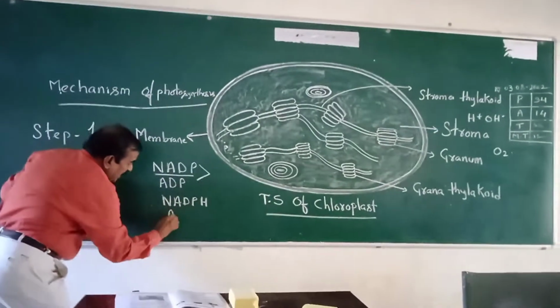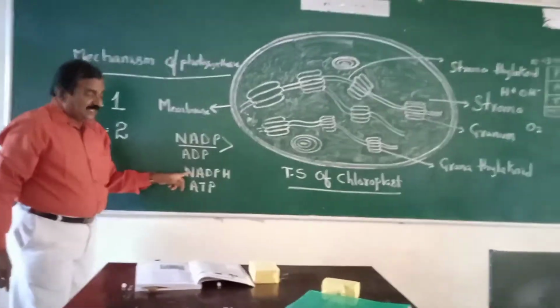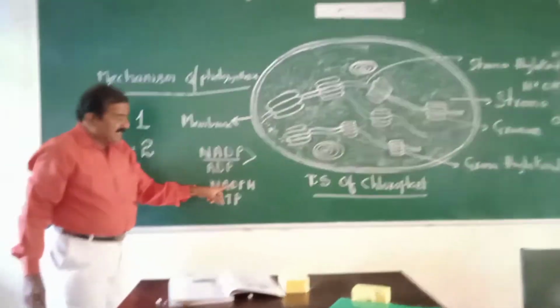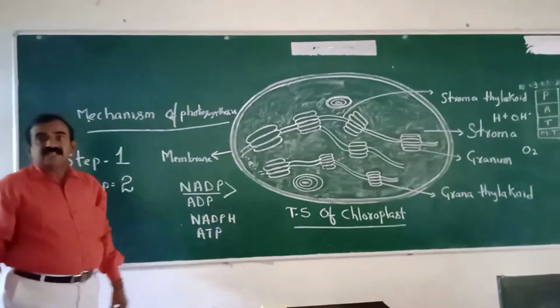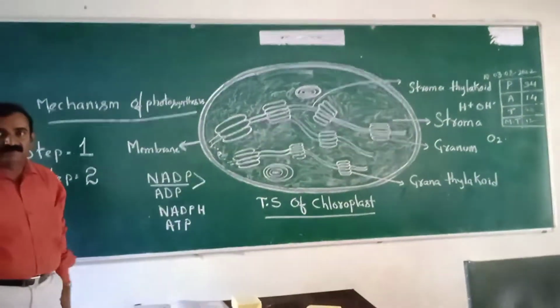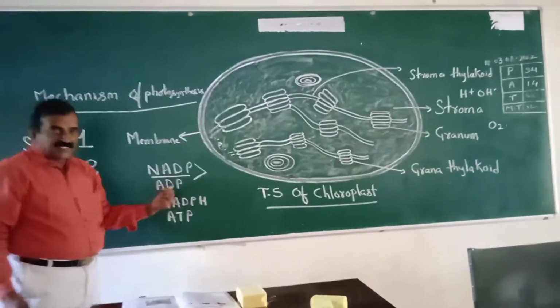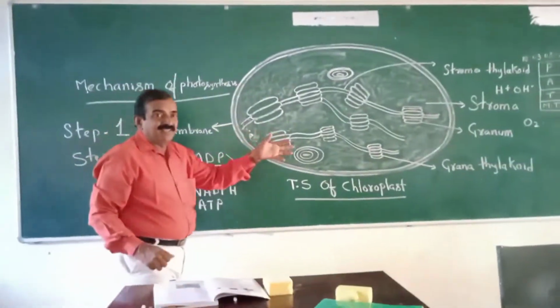ADP is reduced to ATP. These are energy molecules. NADP, nicotinamide adenine dinucleotide phosphate, and ATP means adenosine triphosphate molecule. In step 2, these are the energy molecules formed. Okay? In step 2, what are formed? Energy molecules are formed.